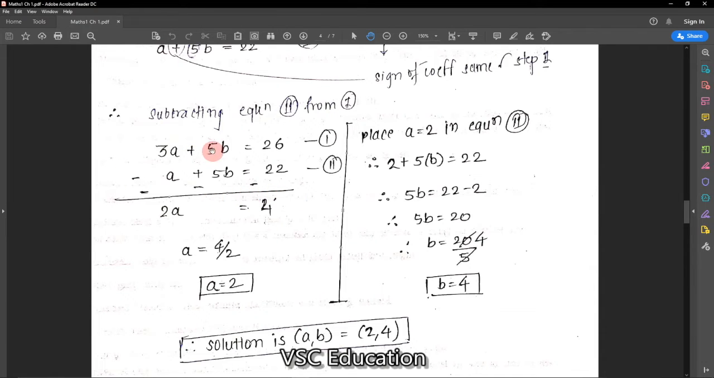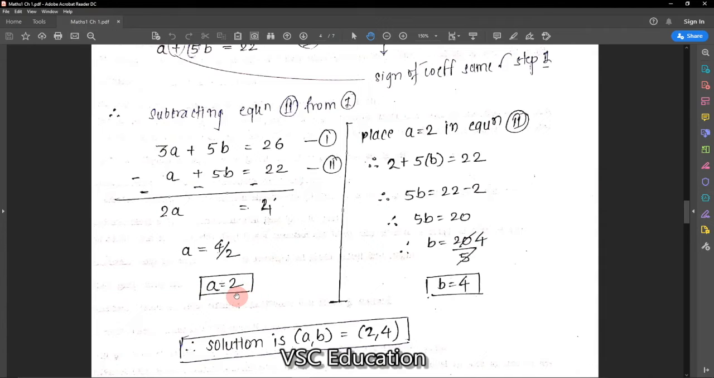Now you see 5b plus and 5b minus, both are cancelled. Then go to a: 3a and minus 1a, that is 3 minus 1, 2, so 2a. Same thing, 26 minus 22, how much? 4. So 2a is equal to 4. Then a is equal to 4 upon 2, this 2 from this side always goes to the denominator. So 4 upon 2 is always 2, so the value of a is 2.